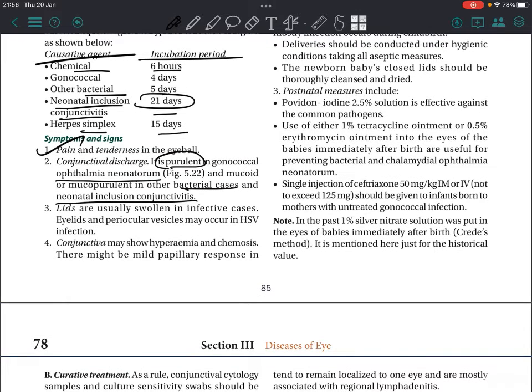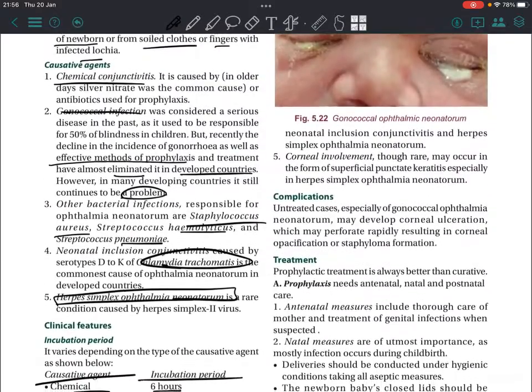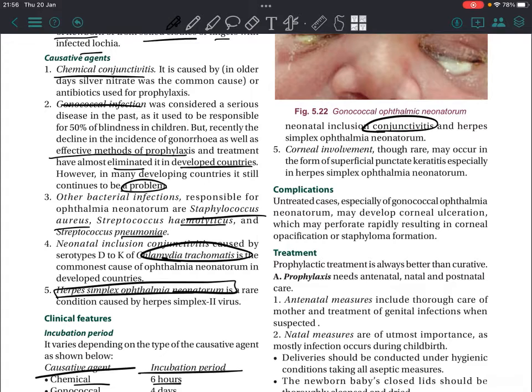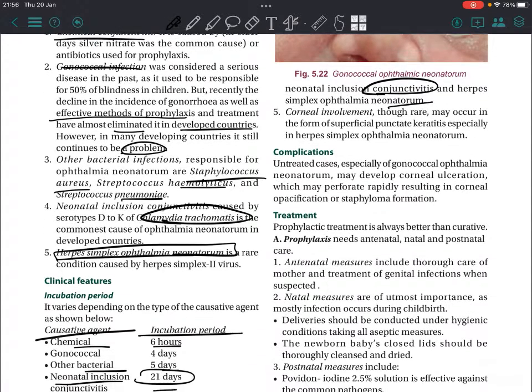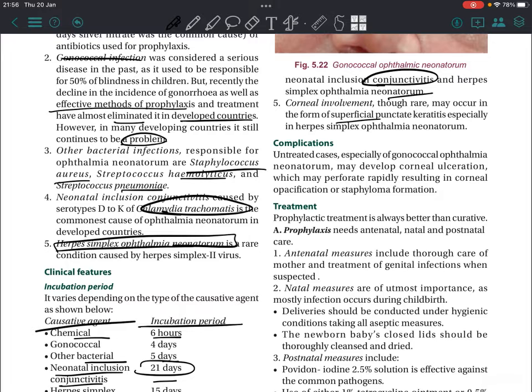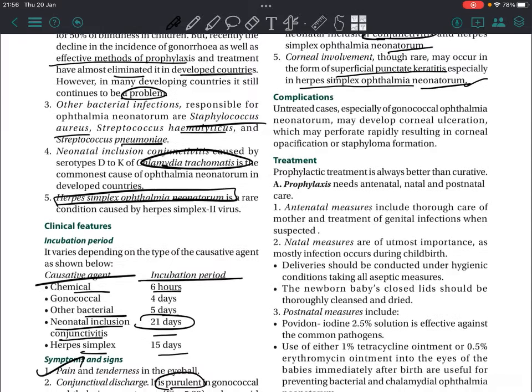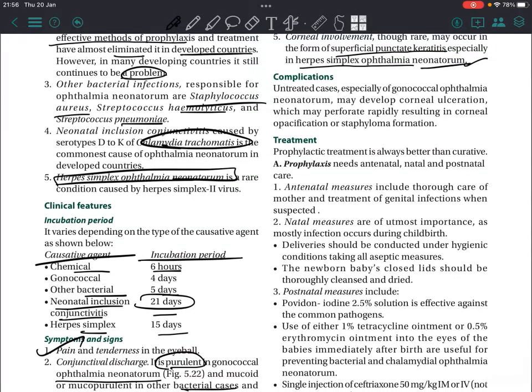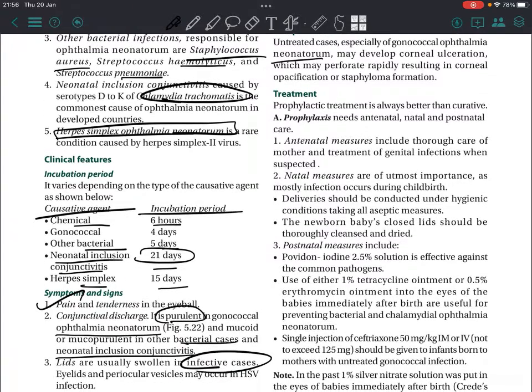Lids are usually swollen in infected cases. Eyelid and periocular vesicles may occur in HSV infection. Conjunctiva may show hyperemia and chemosis. There might be mild papillary response in neonatal inclusion conjunctivitis and herpes simplex ophthalmia neonatorum. Corneal involvement, though rare, may occur in form of superficial punctate keratitis, especially in herpes simplex ophthalmia neonatorum. Complication: untreated cases, especially of gonococcal ophthalmia neonatorum, may develop corneal ulceration, which may perforate rapidly, resulting in corneal opacification or staphyloma formation.